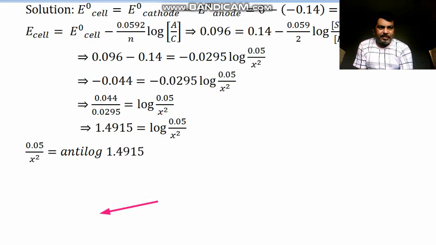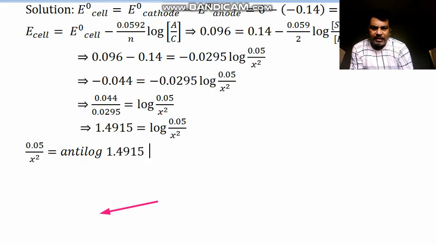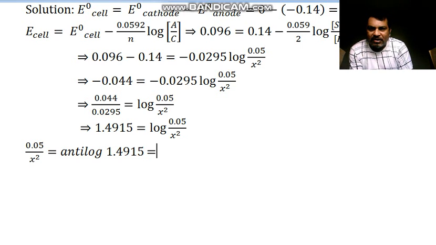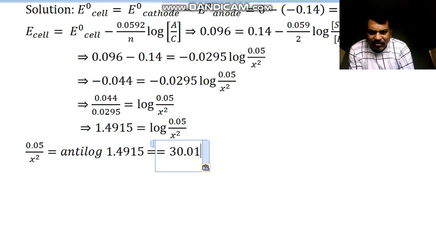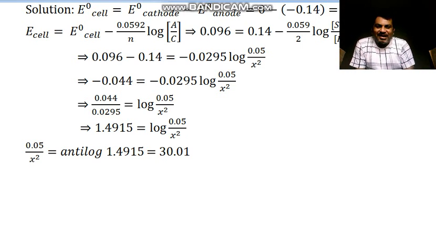Now what is going to happen? We are going to check this. Now see another step: this anti-log we are going to find, and anti-log is nothing but the value 30.05, so I am writing here equals to. You can calculate that, the value of anti-log will come 30.0401.